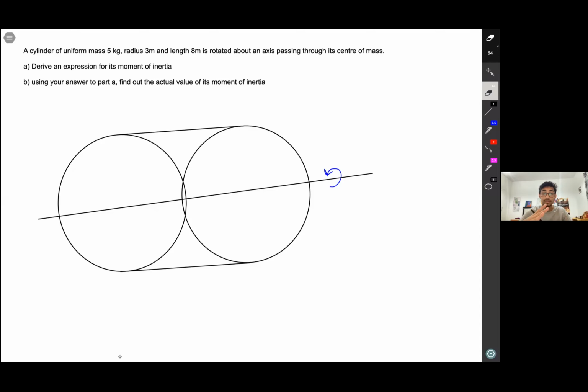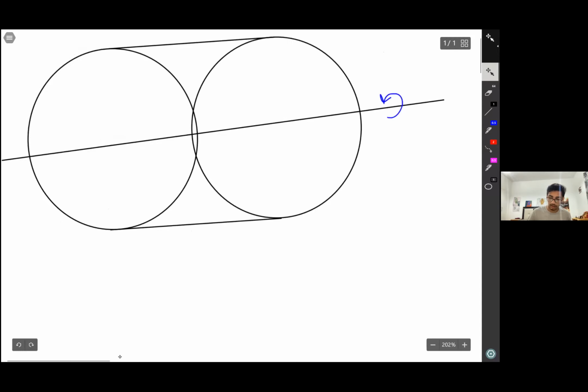A cylinder of uniform mass 5 kilograms, radius 3 meters, and length 8 meters is rotated about an axis passing through its center of mass. Part A, derive an expression for its moment of inertia. And part B, using your answer to part A, find the actual value for the moment of inertia. Okay, let's start with part A.